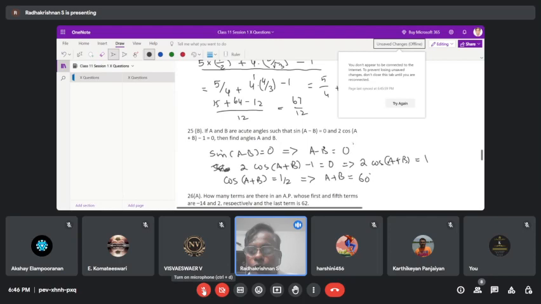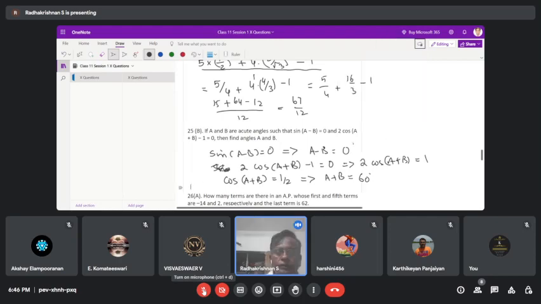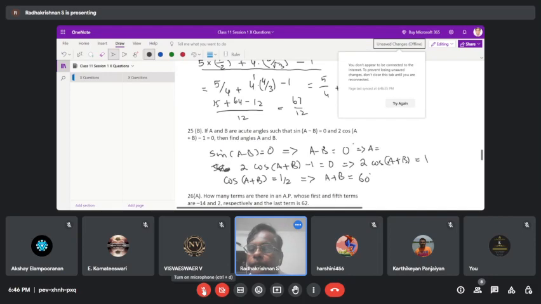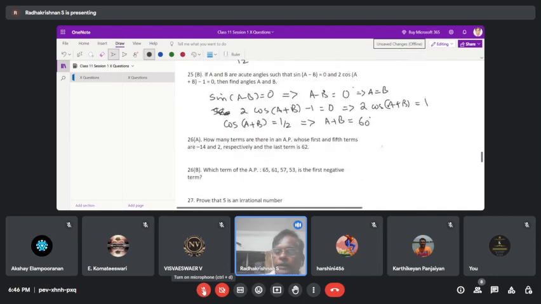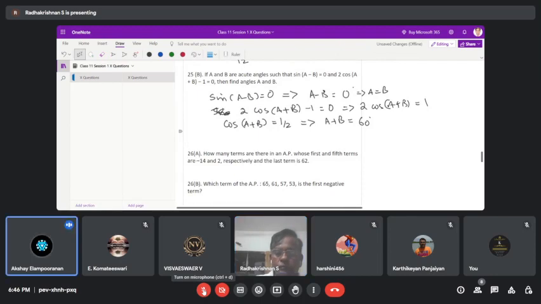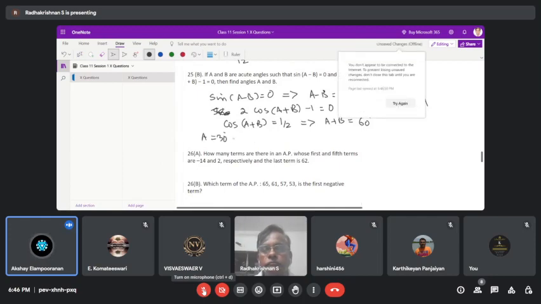So A minus B is 0 degree, A plus B is 60 degree. This means A equal to B. So A equal to B, A plus B equal to 60. So what is A and what is B? It's going to be 30 degrees, sir. A equals 30 and B equals 30. Very good. A equal to 30 degree, B equal to 30 degree.